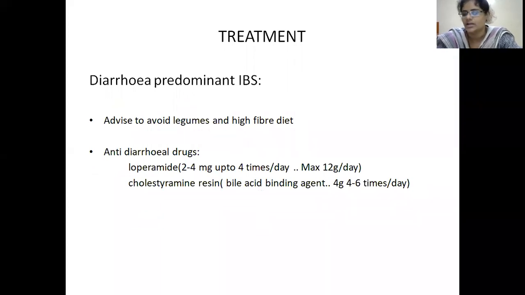Next, coming to diarrhea predominant IBS. This patient has increased frequency of stools and might have loose watery stools also. So you advise the patient to avoid a high fiber diet. In constipation, you want to give more fiber so there is bulk of the stool. In this patient, the frequency is already increased, so advise avoiding legumes and a high fiber diet. What anti-diarrheal agents can you advise? Loperamide, 2 to 4 mg up to 4 times a day, with a maximum dose of 12 mg per day. And cholestyramine, a bile acid sequestrant, 4 grams, can be given 4 to 6 times per day.